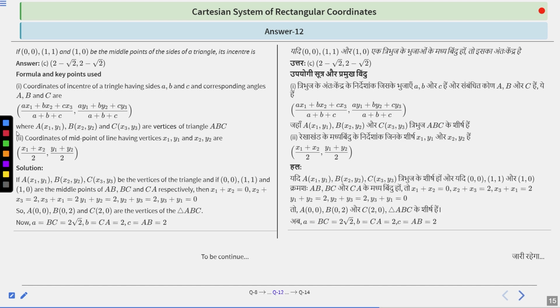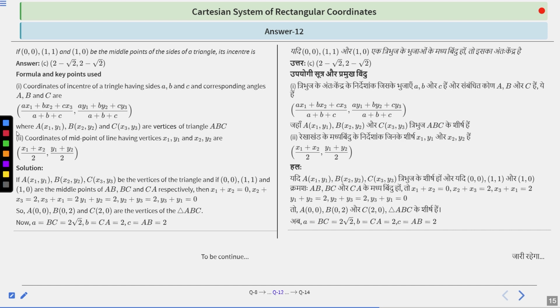If A has coordinates (x1, y1), B has (x2, y2) and C has (x3, y3) as the vertices of the triangle, and if (0, 0), (1, 1) and (1, 0) are the midpoints of AB, BC and CA respectively, then x1 plus x2 equals 0, x2 plus x3 equals 2, x3 plus x1 equals 2, y1 plus y2 equals 2, y2 plus y3 equals 2 and y3 plus y1 equals 0. Clear? By using the midpoint theorem. So A(0, 0), B(0, 2) and C(2, 0) are the vertices of triangle ABC.